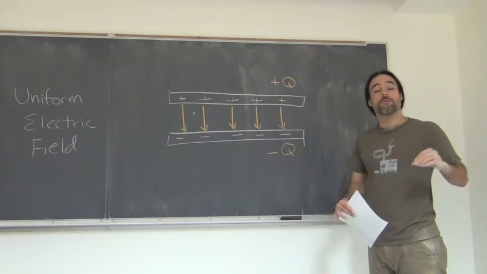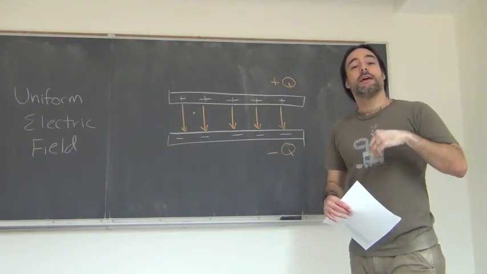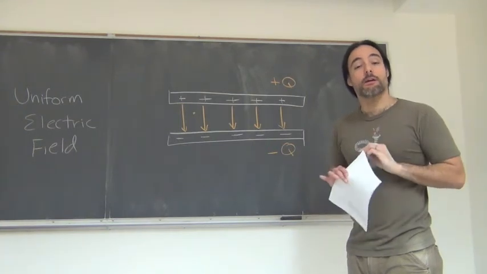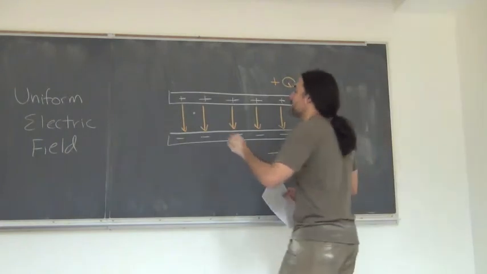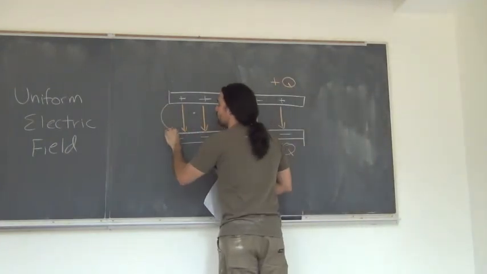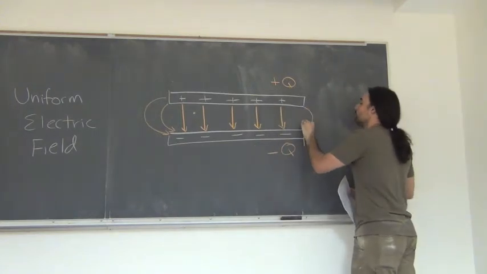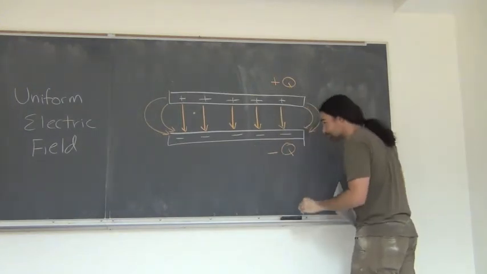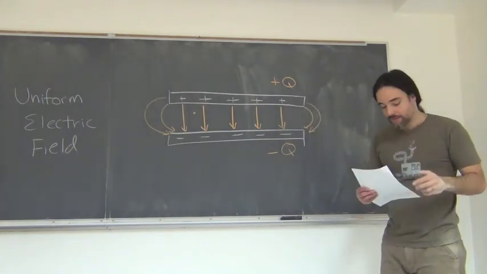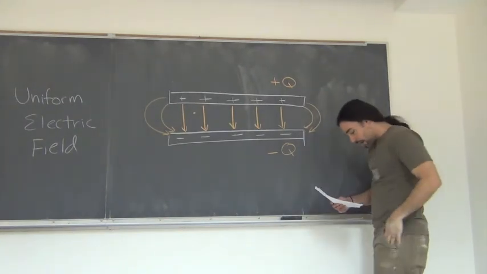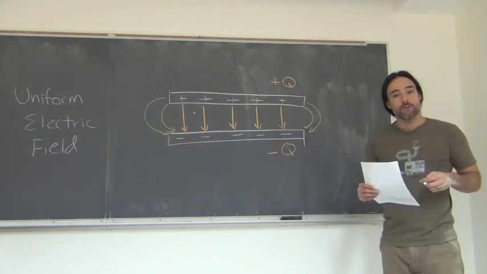It's uniform. By uniform, I just mean the electric field is constant. It points in the same direction, and it has the same magnitude everywhere inside the plates. Outside the plates, it's a little bit different because the electric field will leak out a little bit, similar to what we saw when we looked at dipoles. But inside the plates, we get a uniform electric field. Now, how big is that electric field?